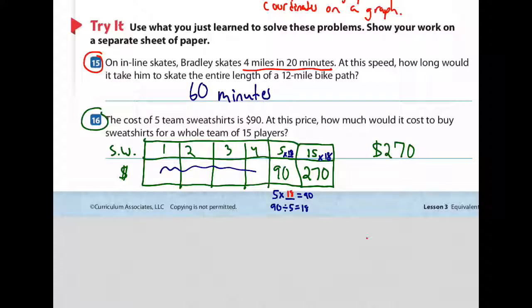So if you had it right, give yourself a C. If you had it wrong, make sure you make corrections. Don't just change your answer. Go back and draw a ratio table.